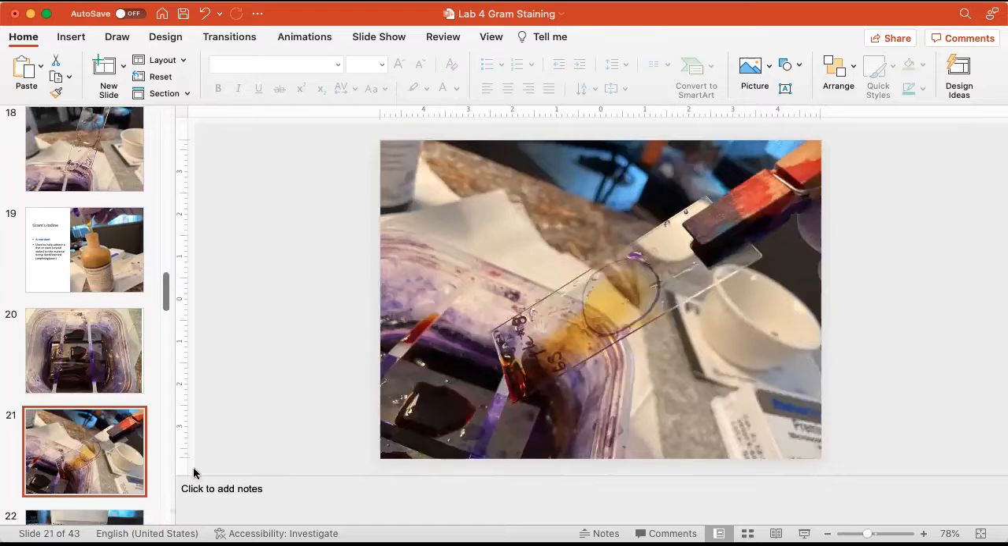I'm going to lay my Gram's iodine down and leave it for 30 seconds. And then I'm going to rinse. Hold up each slide one at a time. Let the excess Gram's iodine go down into your stain tray. And then take your distilled water and gently rinse it off.